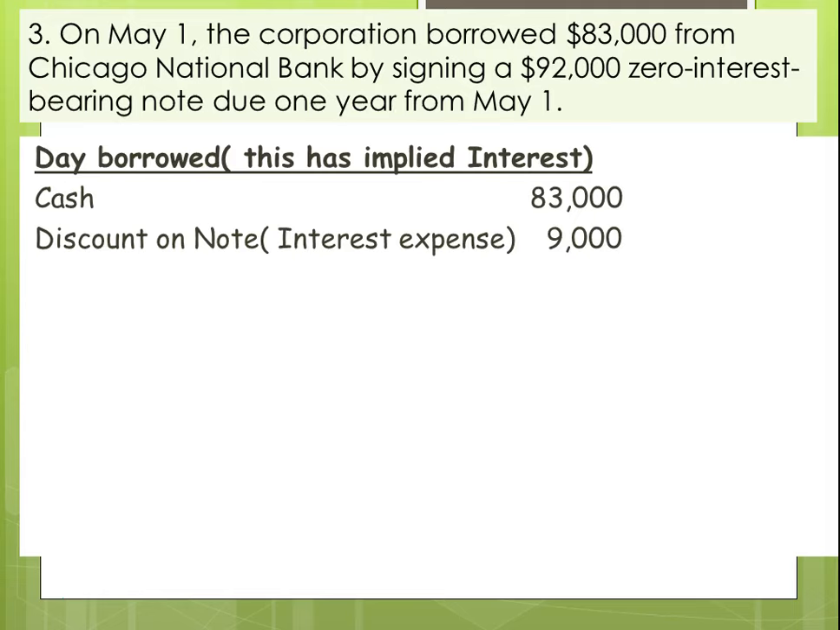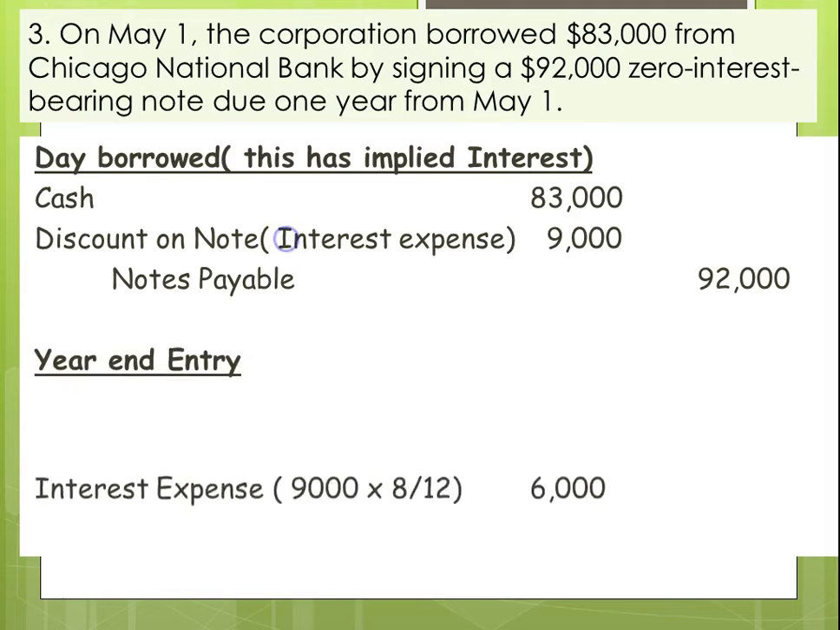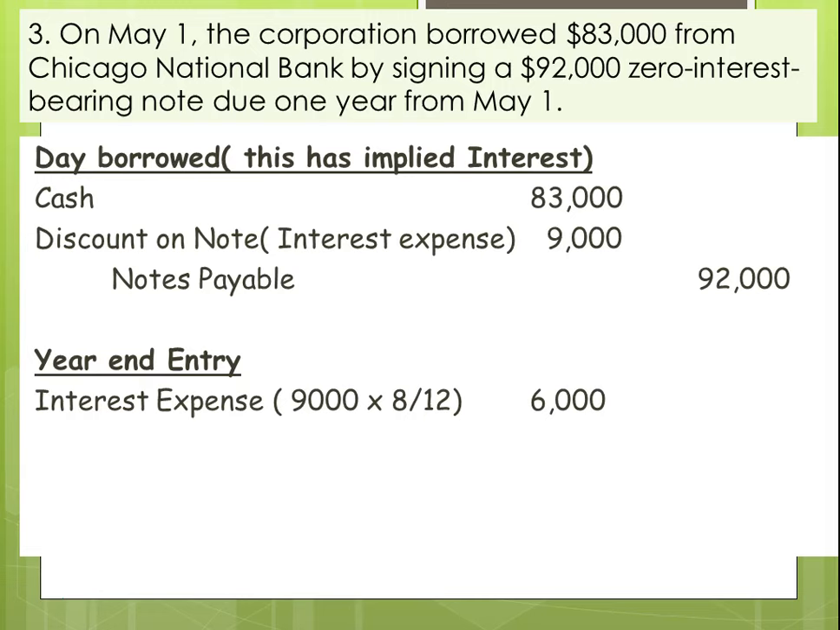And we're going to prorate that as interest expense over the life of the note. And we set up a notes payable of $92,000. At the end of the year, we will expense $6,000 and reduce our discount on note.